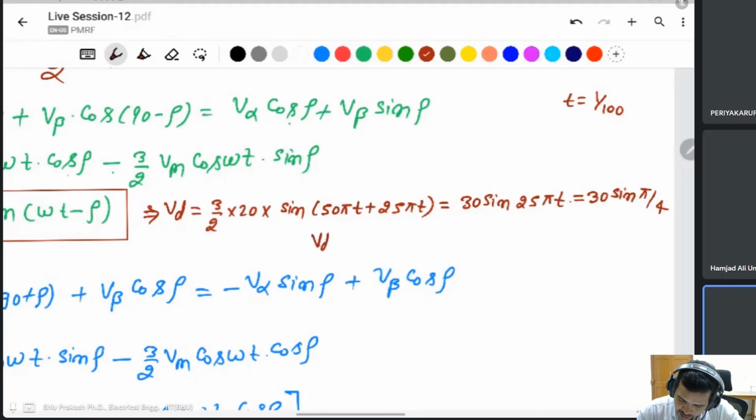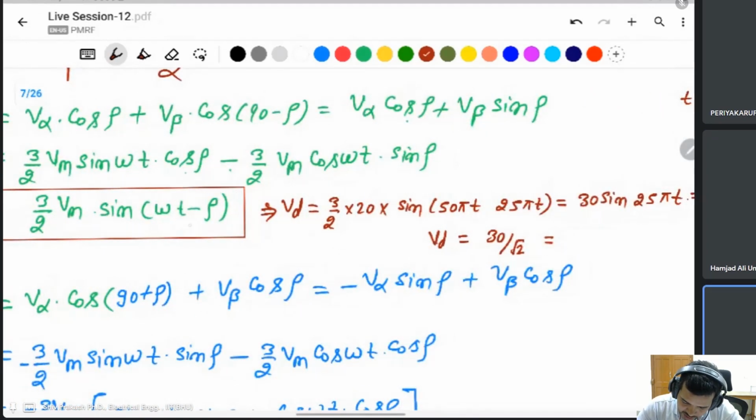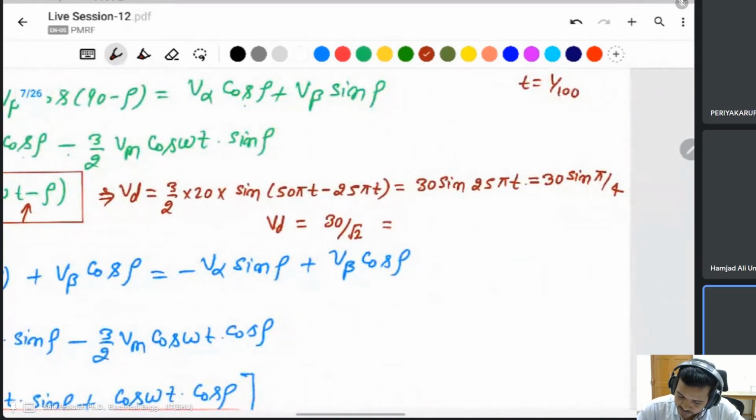Is it not 30 sin 75 pi t? No, this is negative. Sorry, I made a mistake there. This is 50 pi t minus 25 pi t, negative, so that is why this is 25 pi t. It means Vd is 30 by root 2, which is 21.2.